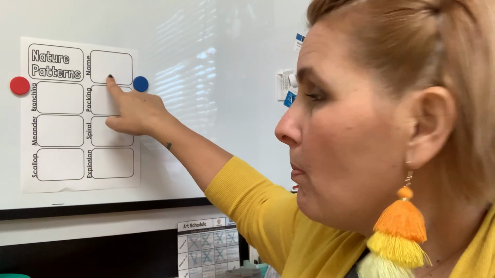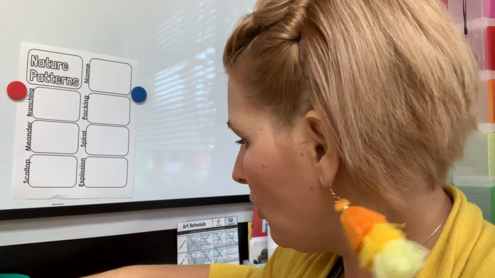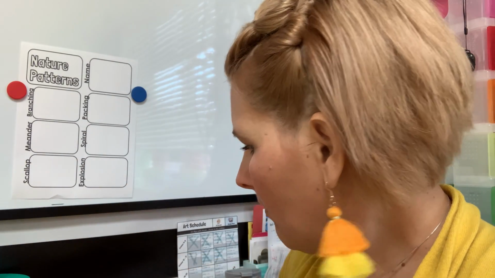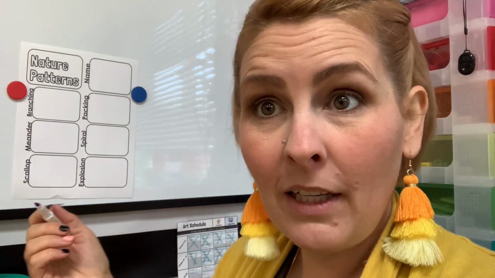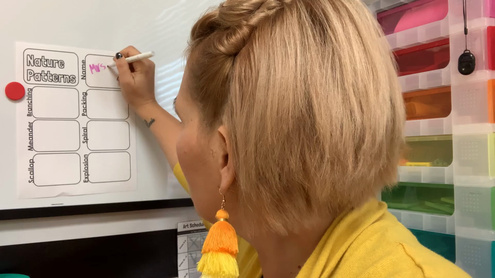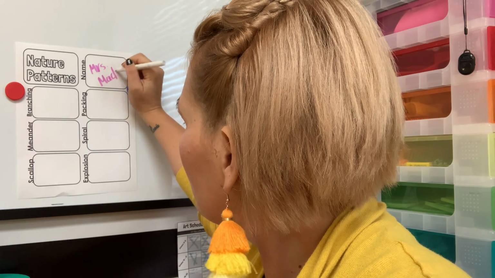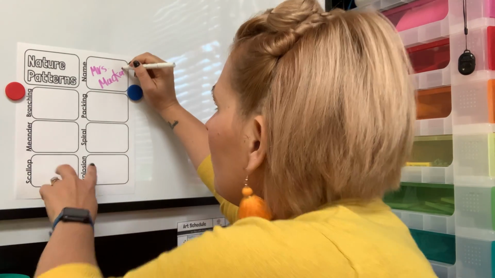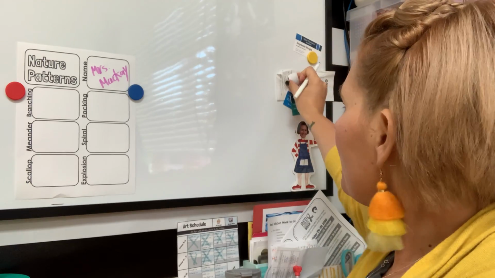So our first box says name, so that's where you're going to put your name. I'll put my name there. Fantastic. The second thing we're going to do is we are going to do branching.